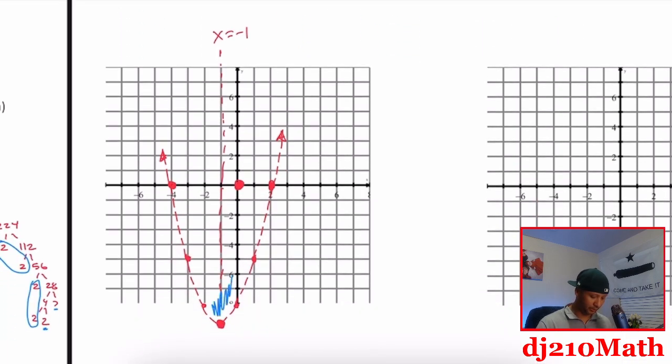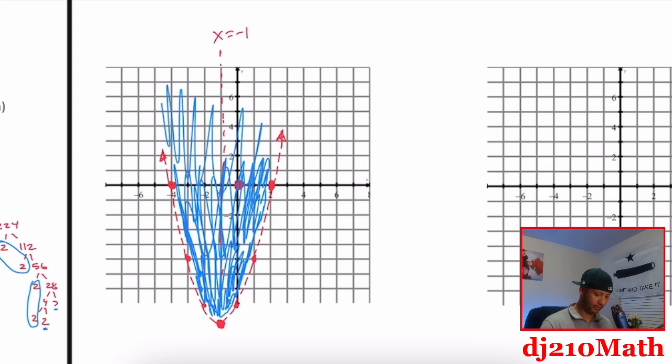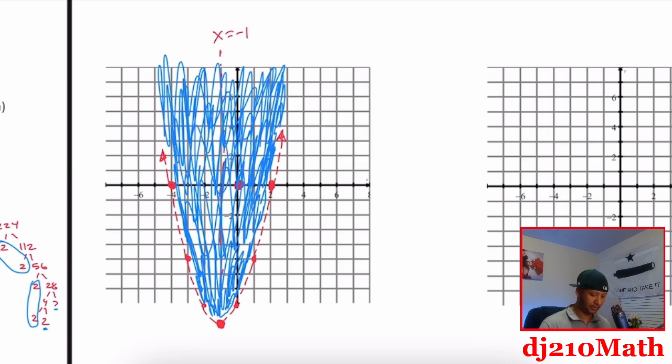So 0, 0 was inside of the parabola, so we shade everywhere in here. And the graph goes on forever. So there it is. Anywhere that is in blue is going to be a solution. This goes on forever.